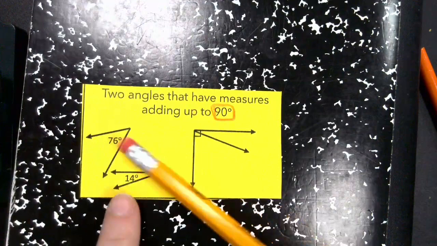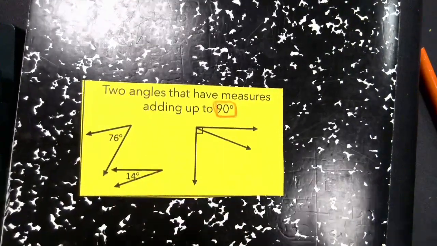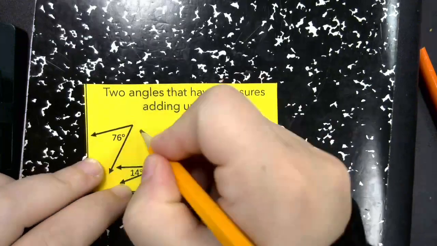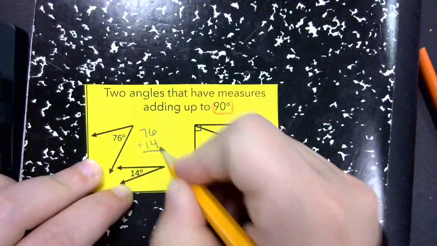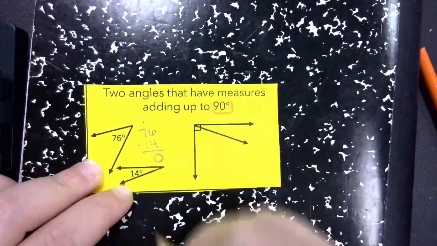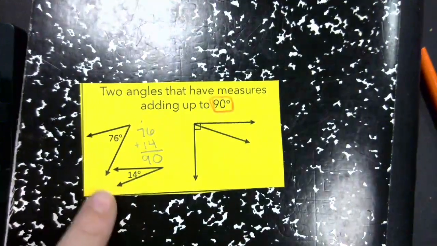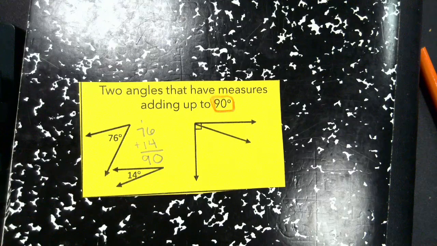Right, so if we look at these two angles, are they adjacent? Are they right next to each other and share a side? Nope, so these are not adjacent, but are they complementary? Do they add up to 90? Yeah, 76 plus 14. 6 plus 4 is 10. Carry that 1. 7, 8, 9. Yep, 90 degrees. So we know that these two angles, even though they're not touching, they still have that 90 degree sum that we add.